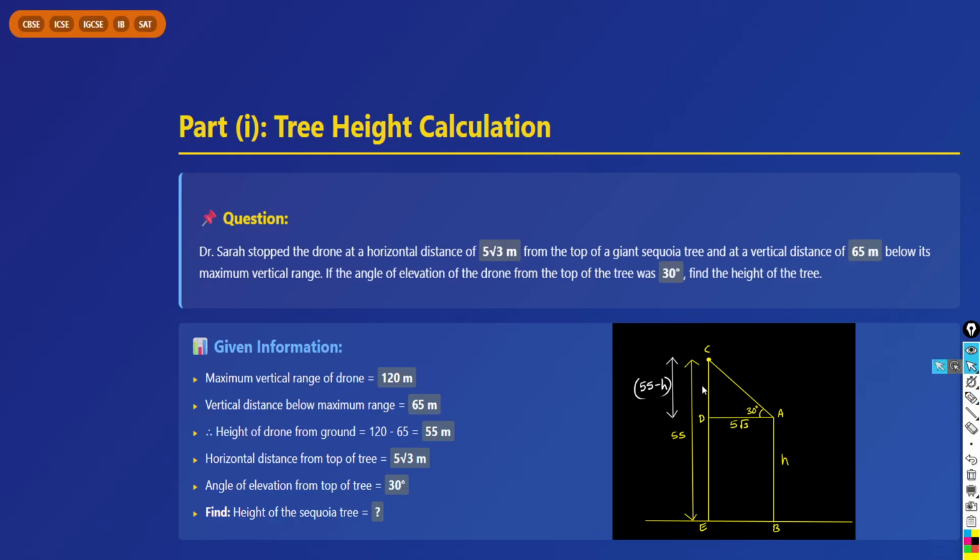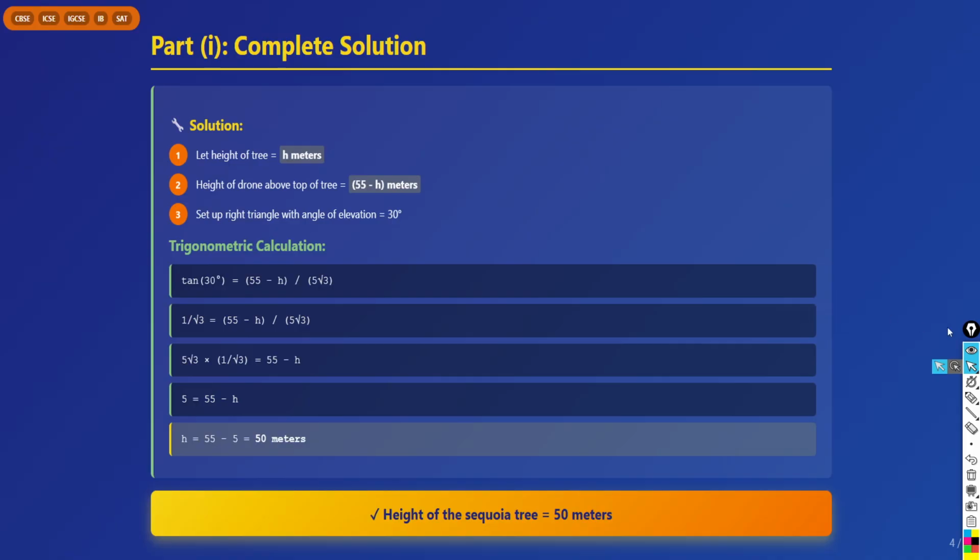Let us proceed. From this triangle CDA, I know CD, which is 55 minus h. I know AD, which is 5√3. I know the angle 30 degree. I can apply tan 30. I'll get CD by AD, opposite by adjacent, and I'm going to calculate h. Right? So what will be h? I can see that tan 30 is (55 minus h) divided by 5√3. h is 55 minus 5, which is 50 meters. The height of the SEQUOIA tree is 50 meters. I hope you've understood. Let us move to question 2.